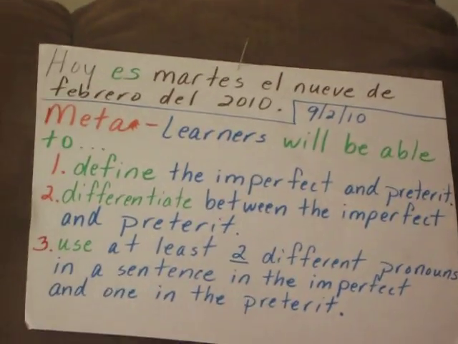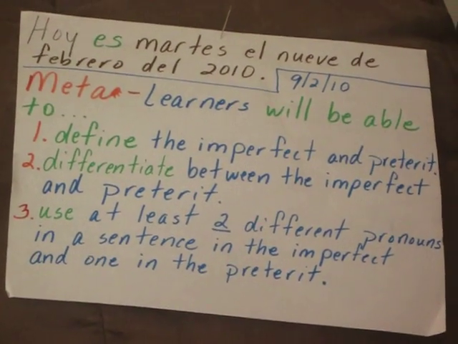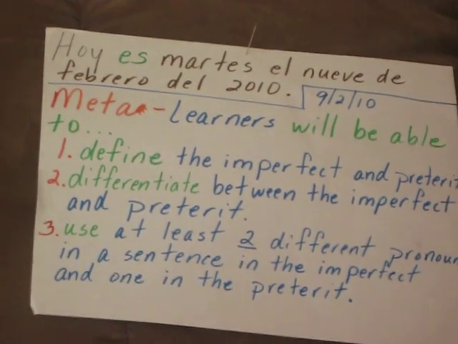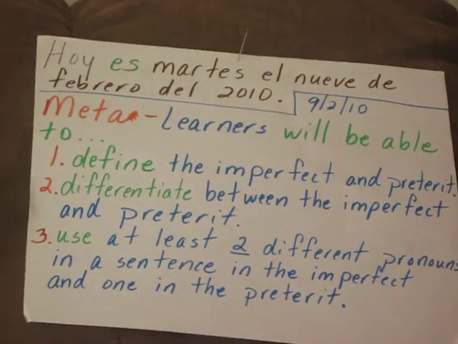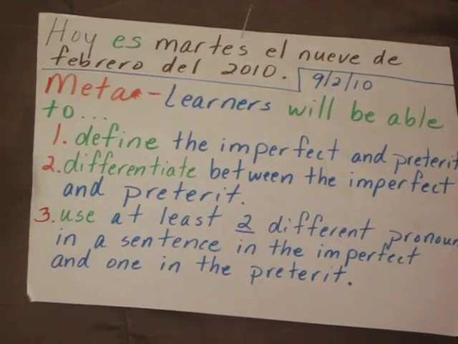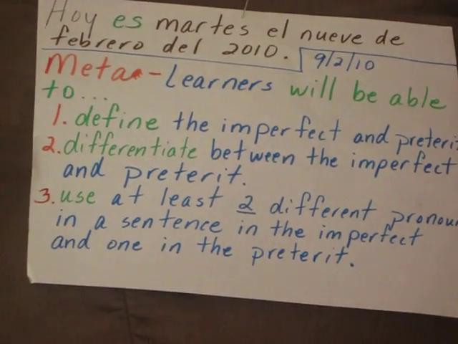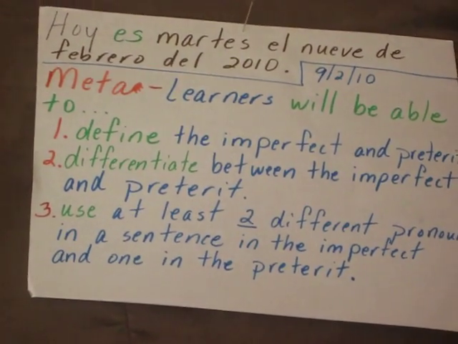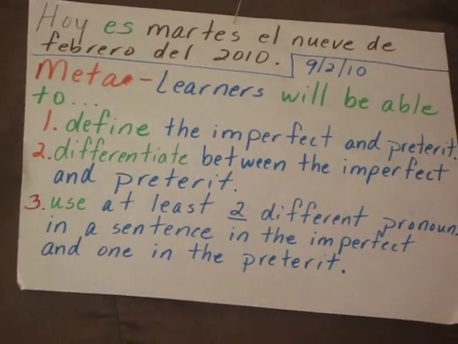Okay, hoy es martes, el 9 de febrero del 2010. That's the date, okay, the 9th of February. Meta. Our meta is our goal. You can see my little soccer cleat on the end of my A. That means that's your goal for the day.